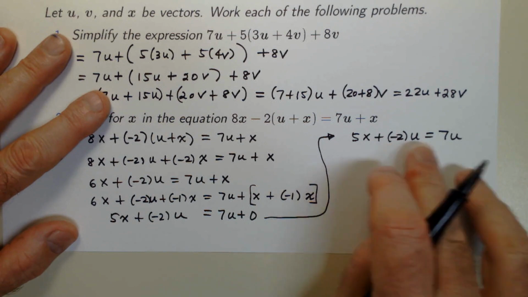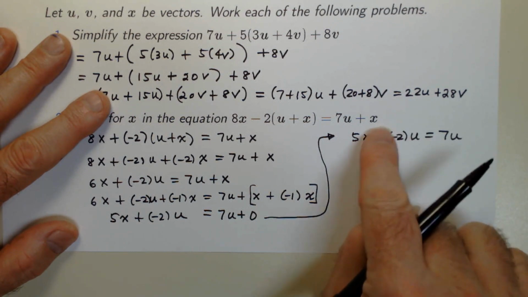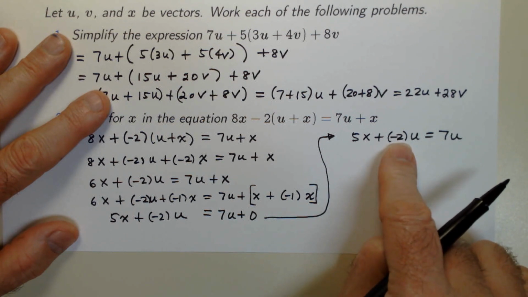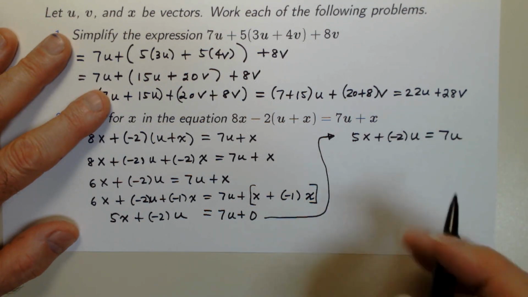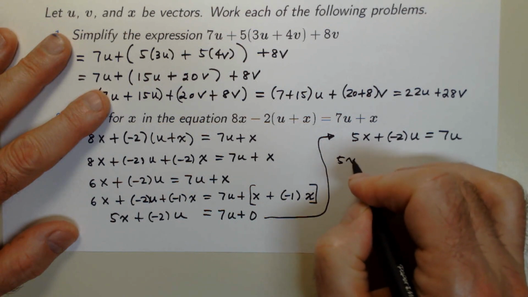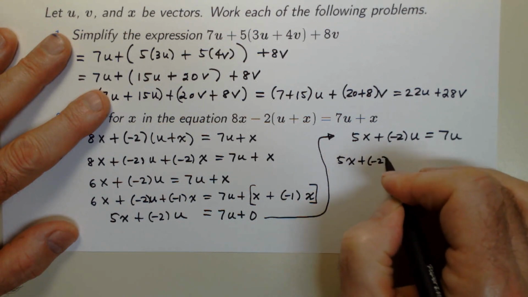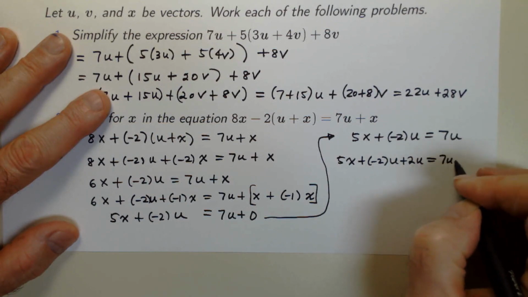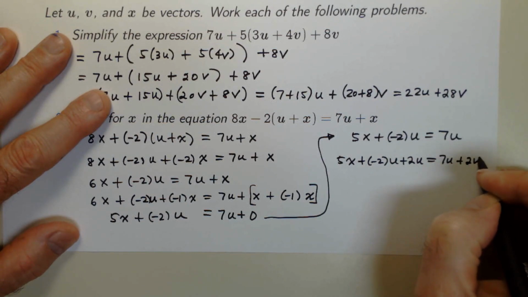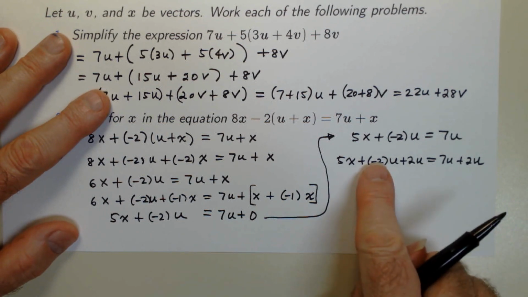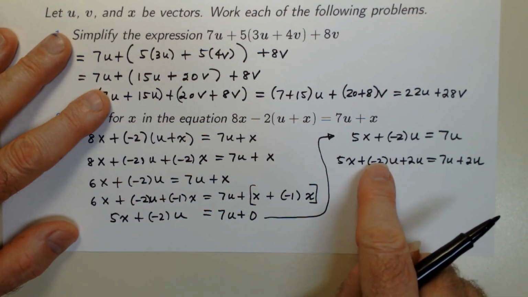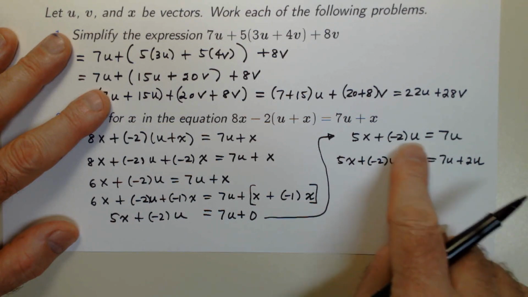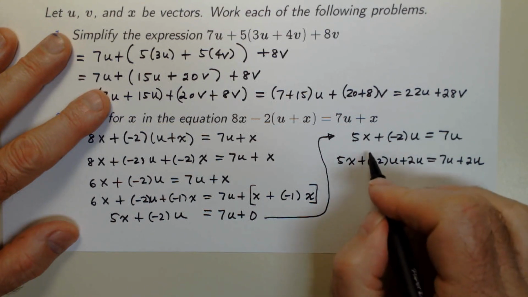Now I need to add something to both sides of this equation that will allow me to get rid of this -2 times u that's on the left-hand side. And so I can simply add 2 times u to both sides. So I'll have 5x plus -2 times u plus 2 times u equals 7u plus 2 times u. Okay? Now when I use my distributive law, this was going to be -2 plus 2 times u. That's going to be 0 times u. So this is just going to be the 0 vector.